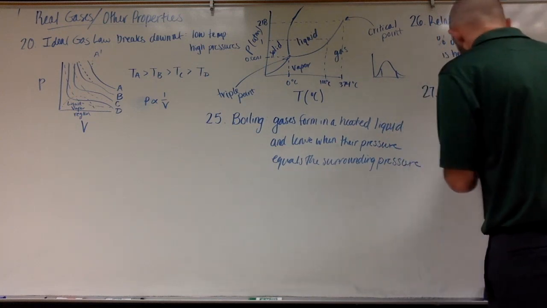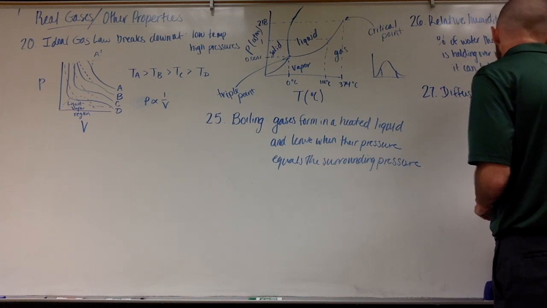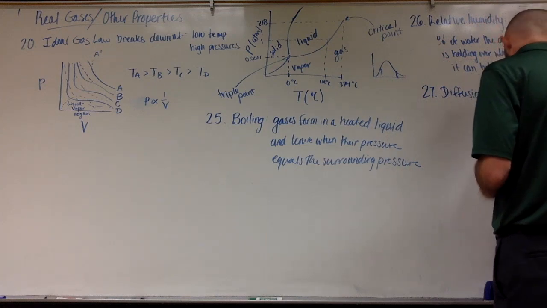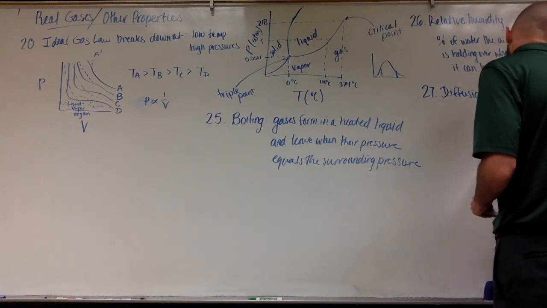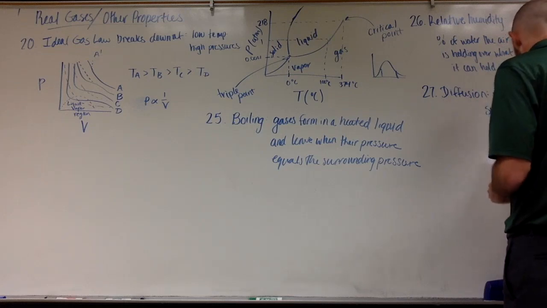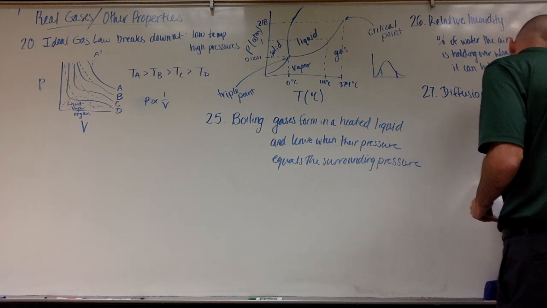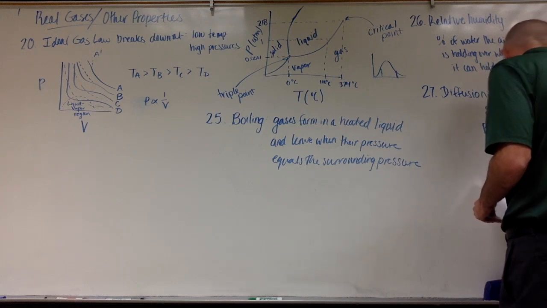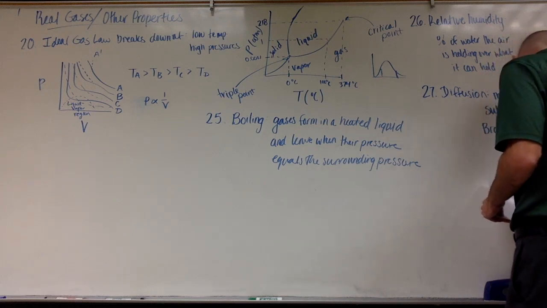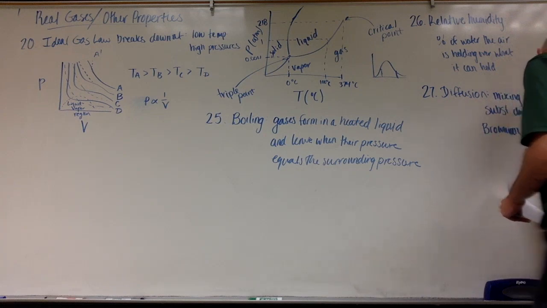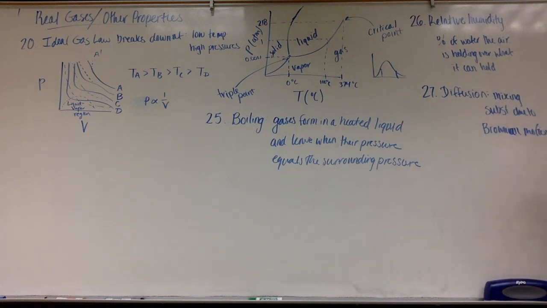And finally, the last thing we have is diffusion. Last property of a gas we'll go over. And diffusion is just mixing substances due to Brownian motion, which we had already talked about.